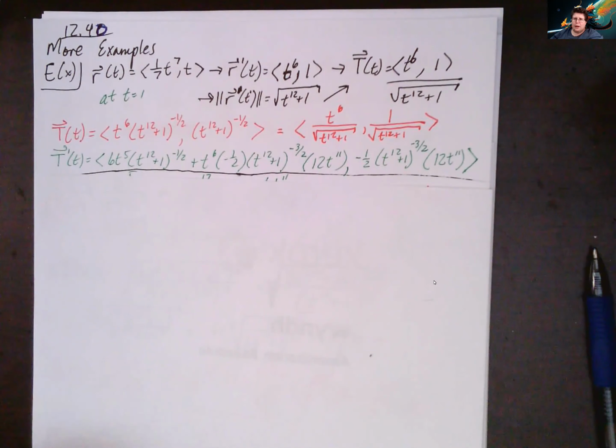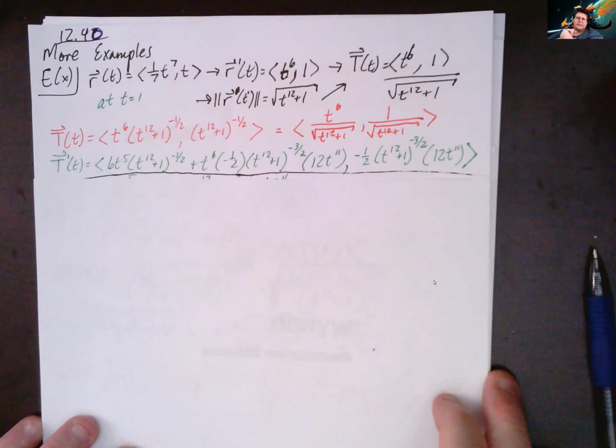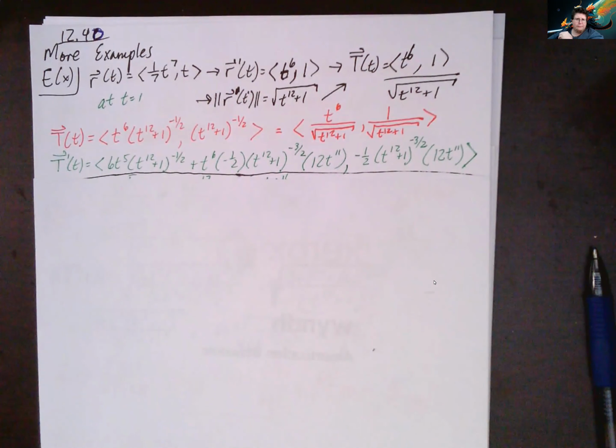Let's take a look at another problem in our 12.4 for Calculus 3. These are more examples of the unit, tangent, normal, and binormal vectors. Let's just jump right into it.